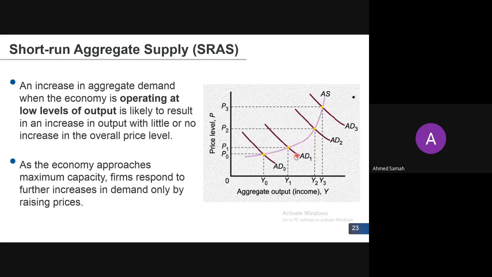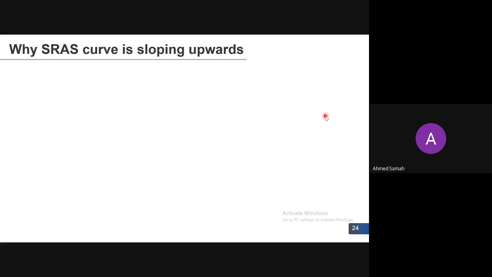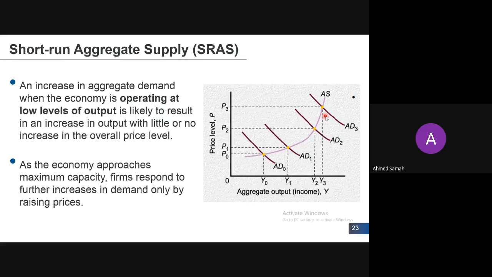So when we are at the flat part of the aggregate supply curve, a change in output will lead to a smaller change in the price level, and the opposite happens when we are closer to the maximum capacity. That is mainly because the resources are being exhausted once you are approaching maximum capacity.